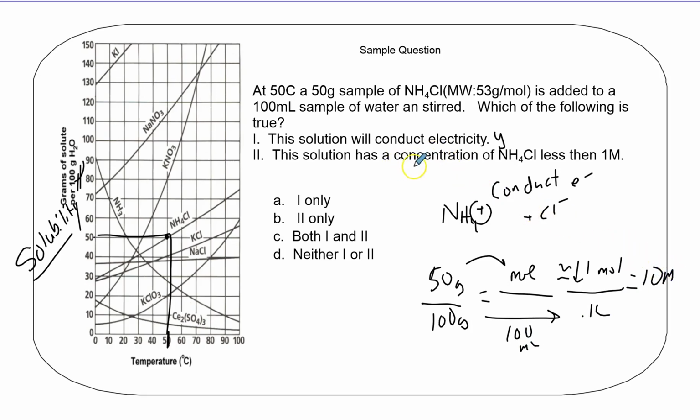So less than 1 would be a no. So 1 only. And that's just an example of some stuff involving concentrations. This is actually coming. This might be a little bit ahead of where we're at right now as far as molarity is concerned. So heads up on that.